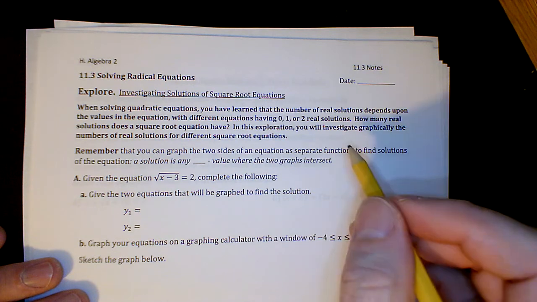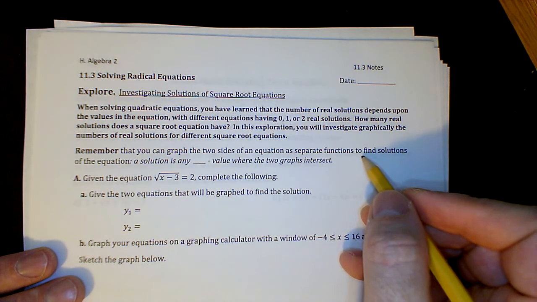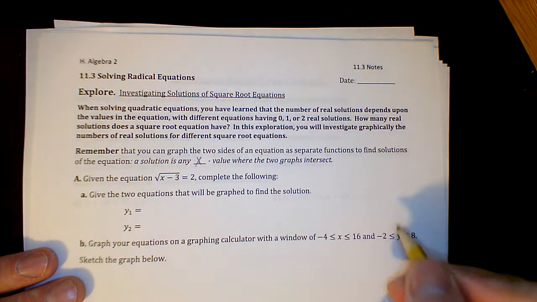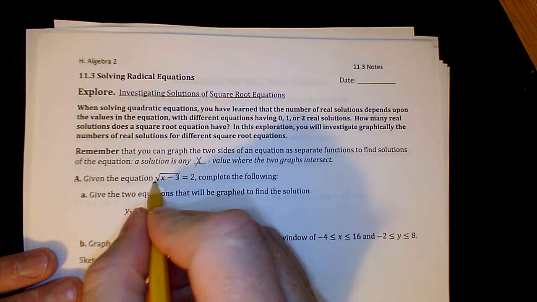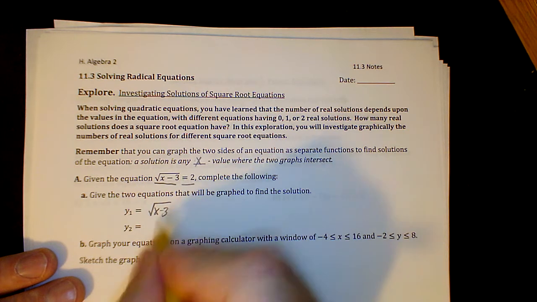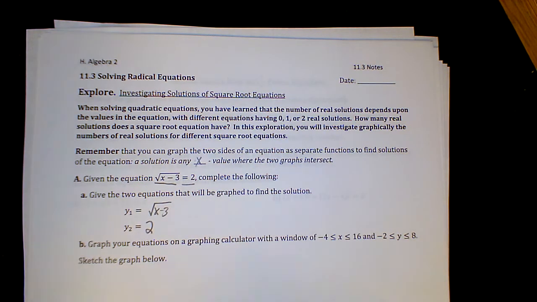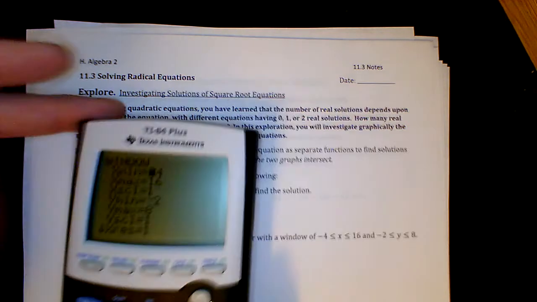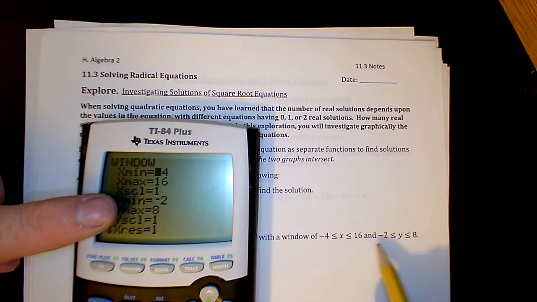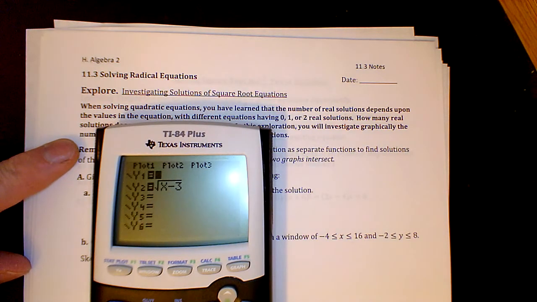All right. You can graph two sides of the equation as separate functions. That's how we've been doing it. And find solutions. A solution is an x value where they cross. So if you look here, we're going to graph the left side, which is square root of x minus 3, compared to the right side, which is 2. It says set your window from -4 to 16 and -2 to 8, and I'm going to show you that I have both those equations in there.